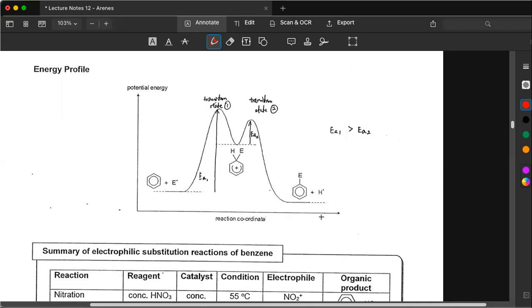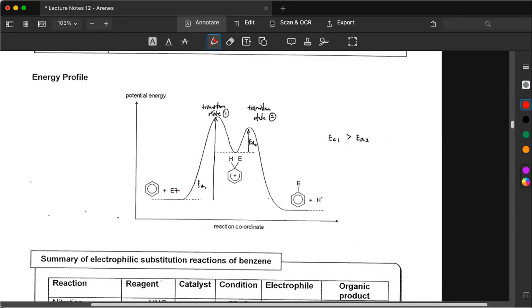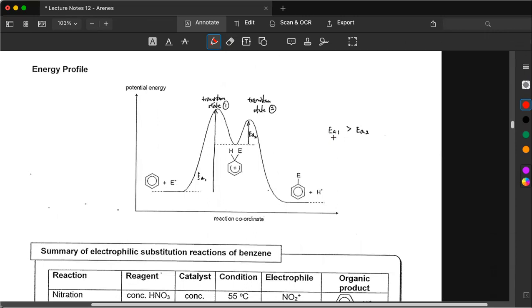And the product formed is stable, resulting in a drop in energy. So the overall reaction is still considered exothermic, okay, because the energy of the product is still lower than the reactants. So this is a slow step, and this is a fast step, which is related to the Ea.